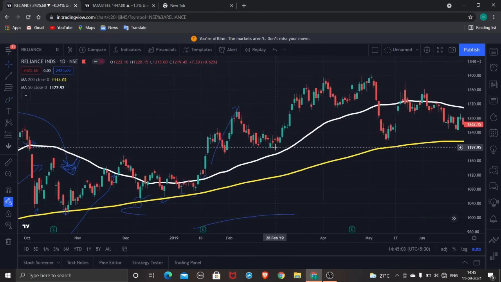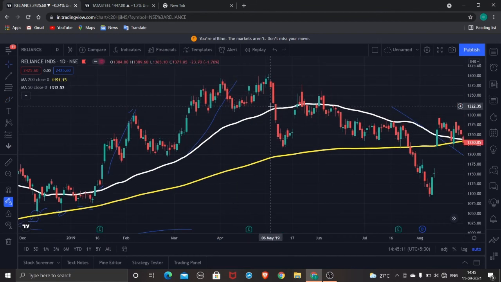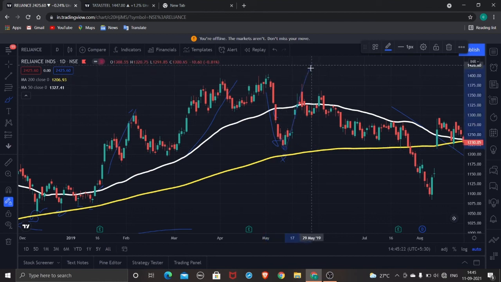Moving ahead, it takes support by the 50 moving average, goes up. Then here is a fake entry, as we can clearly see that the 50 moving average is also rising, the 200 moving average is also rising. Still the price falls. After the fall it took support at the 200 moving average, rises.